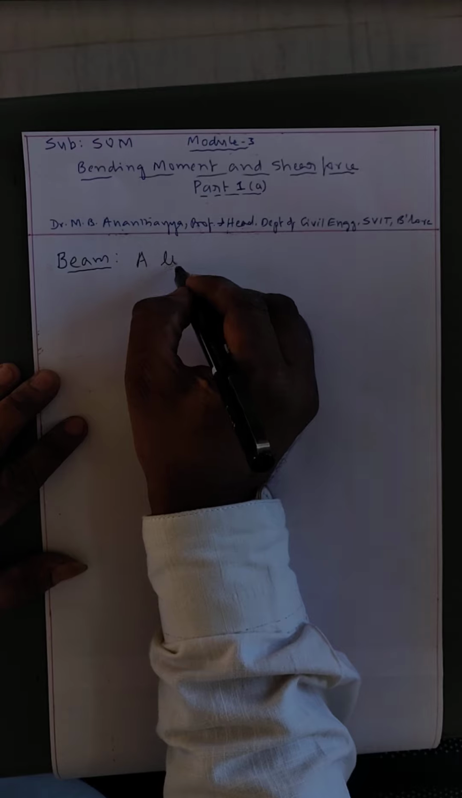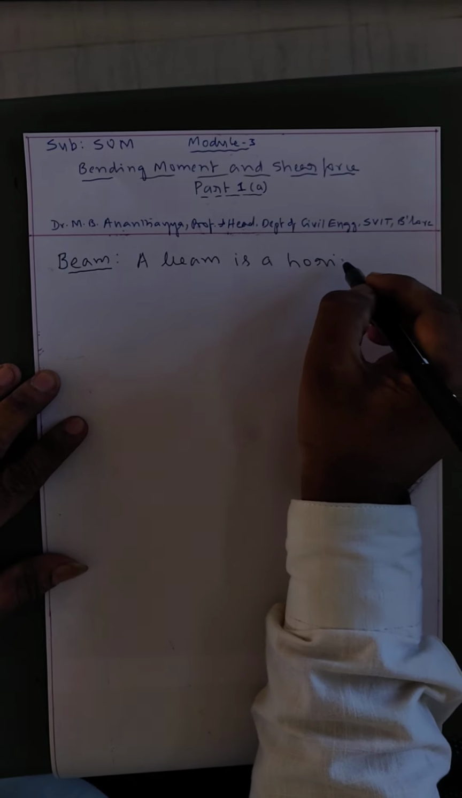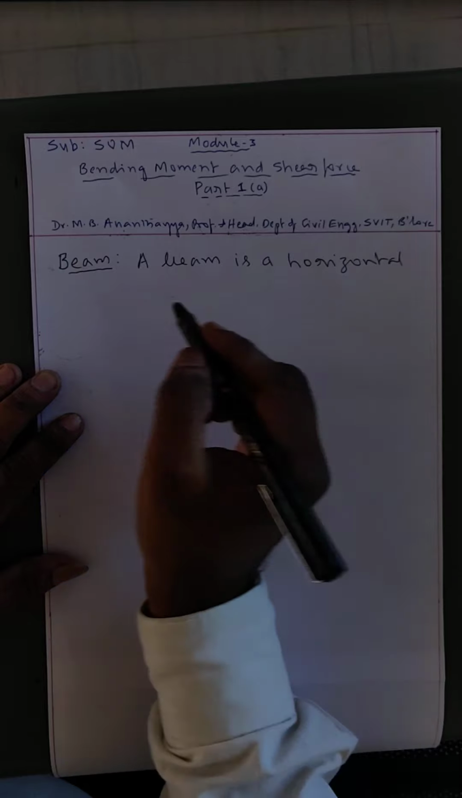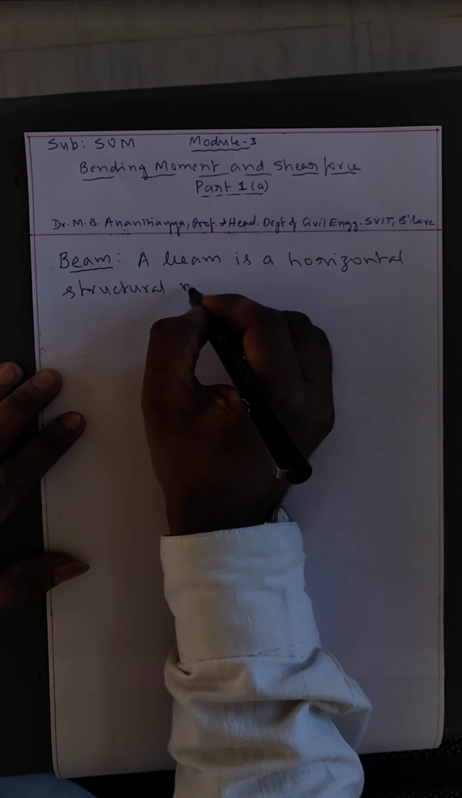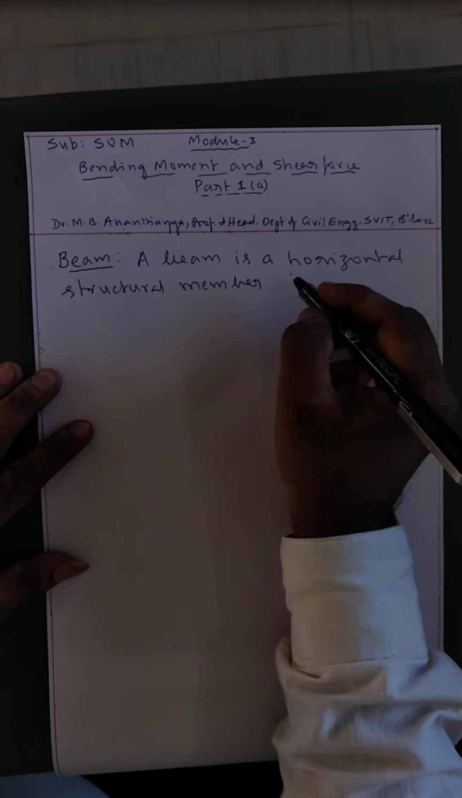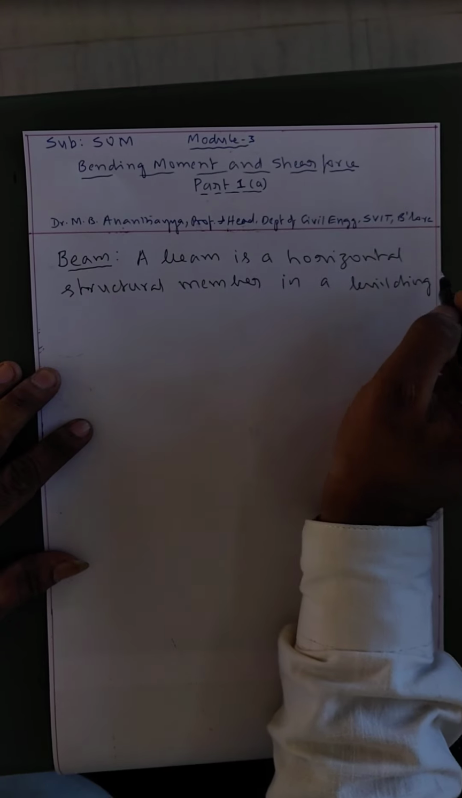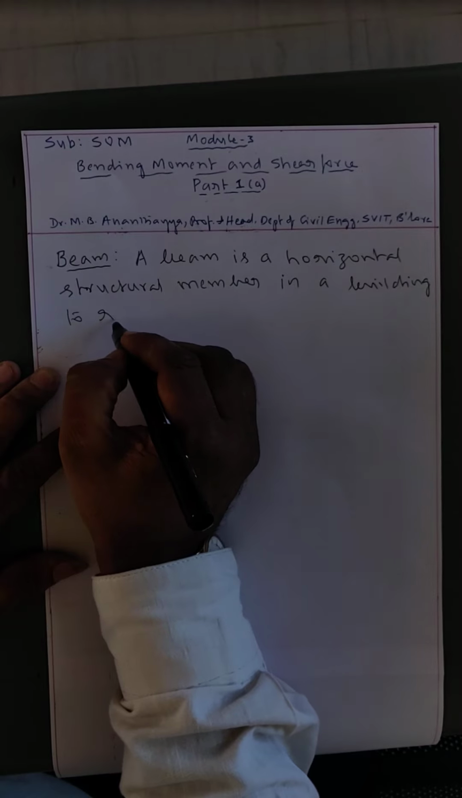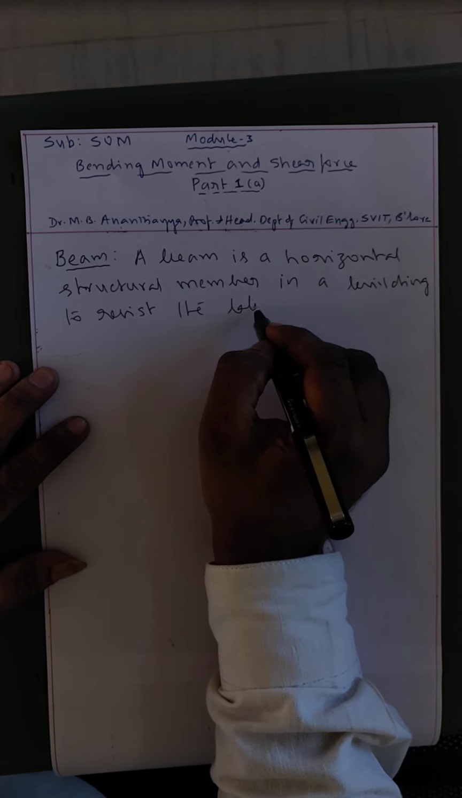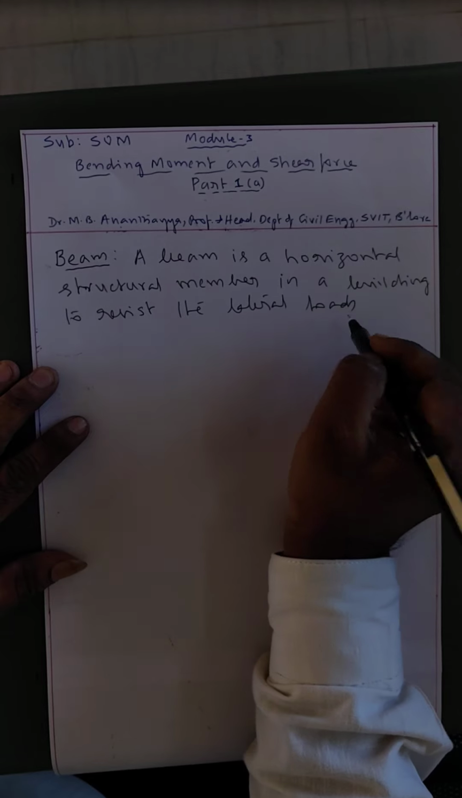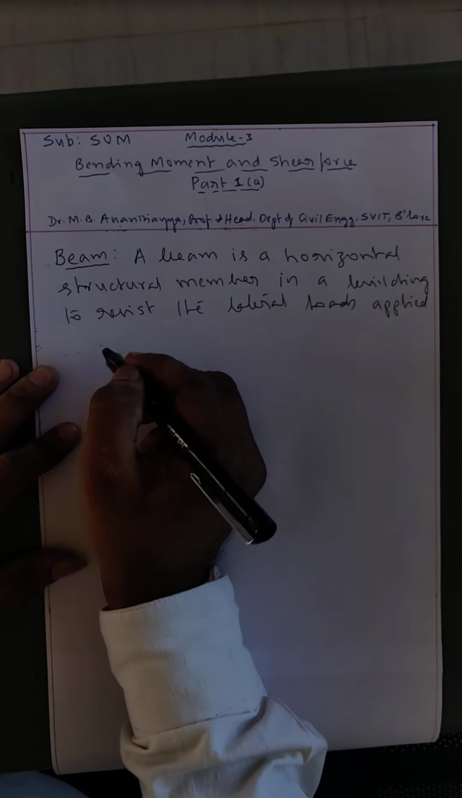A beam is a horizontal structural member in a building to resist the lateral loads applied to the axis of the beam.